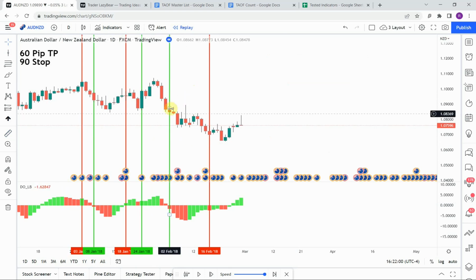All right, so we then pick up a short signal right here. You can see that we get that red bar cross down to the downside, and we get a really nice push to the downside as well. And that one does get us to our take profit.